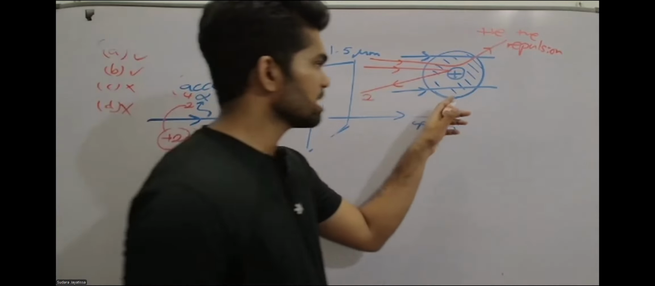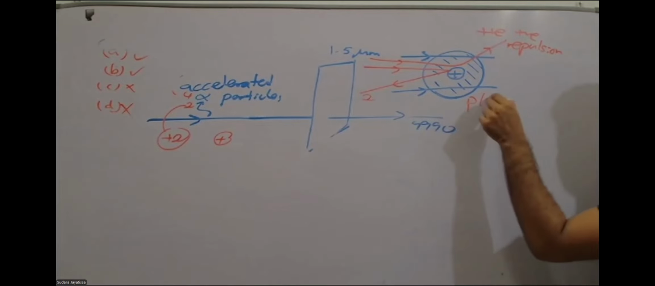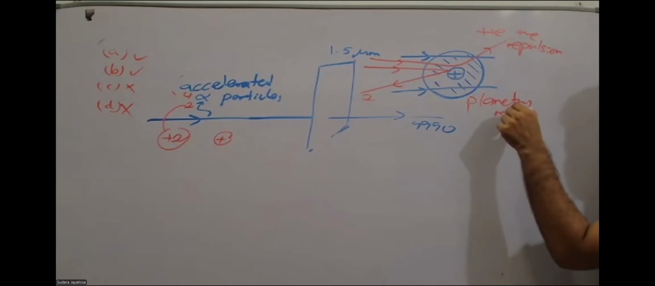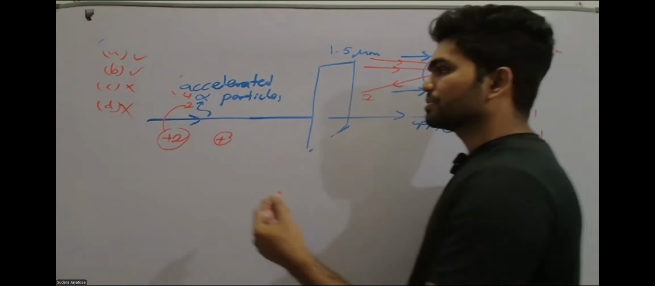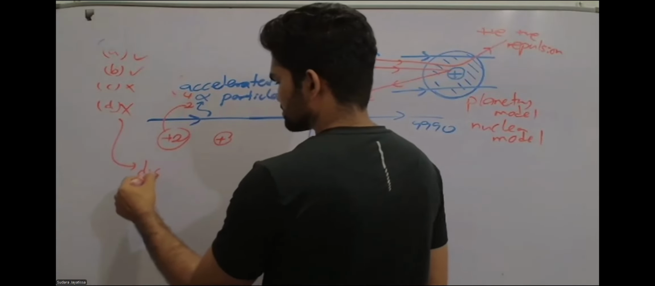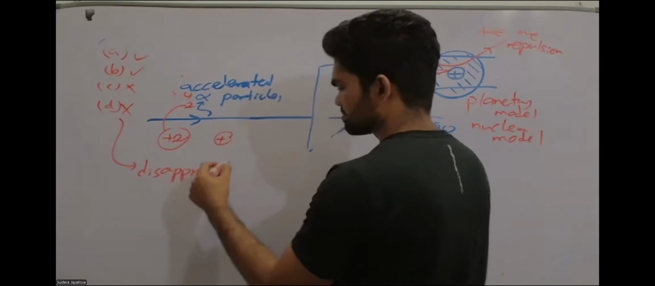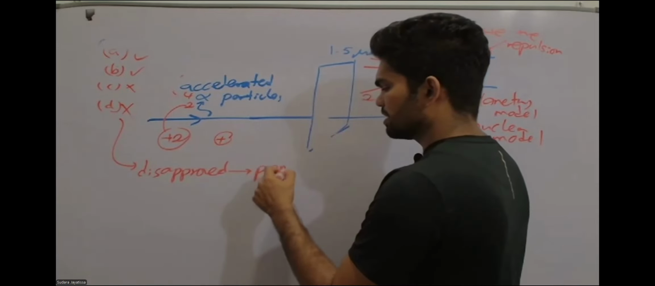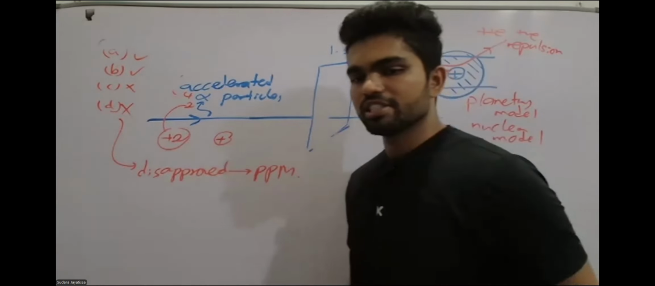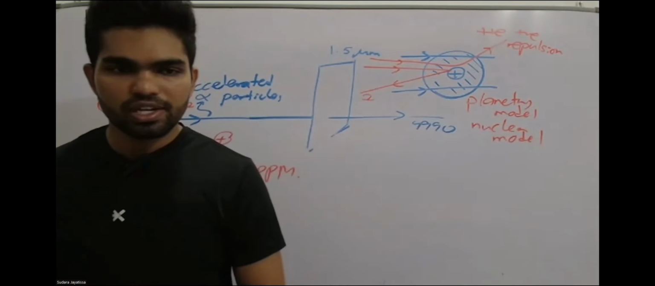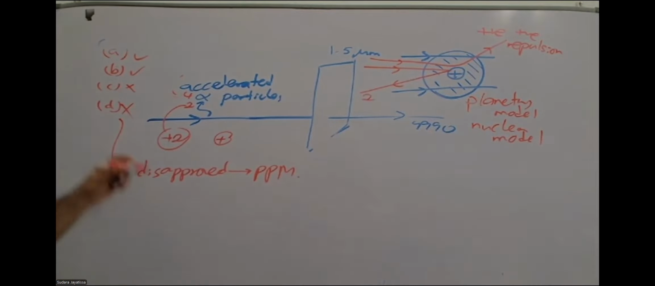This model is named the planetary model or nuclear model. So it disproved the Plum-Pudding model, which was given by Thomson. Okay, Thomson's model was disproved. Very good, thank you for answering. So the incorrect statements are C and D, and the proper combination for C and D is answer 3.